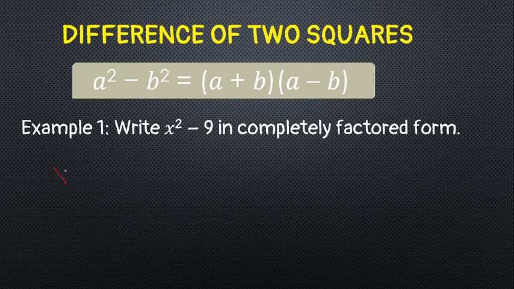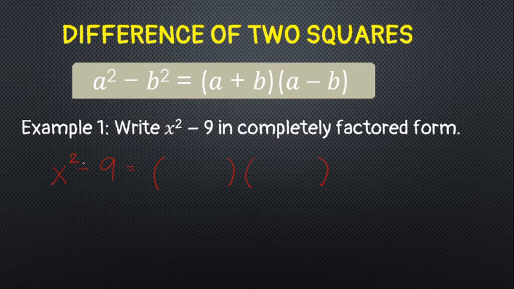So let's rewrite x squared minus 9 is equal to, and let's make two small parentheses. We're now going to get the square root of x squared and 9. So when we say square root, this is the one number that when you multiply it by itself, the answer is x squared and 9.